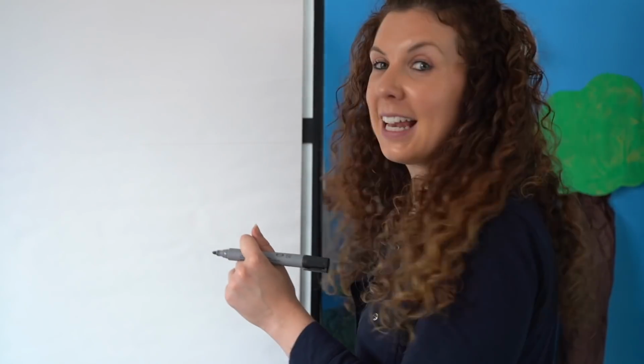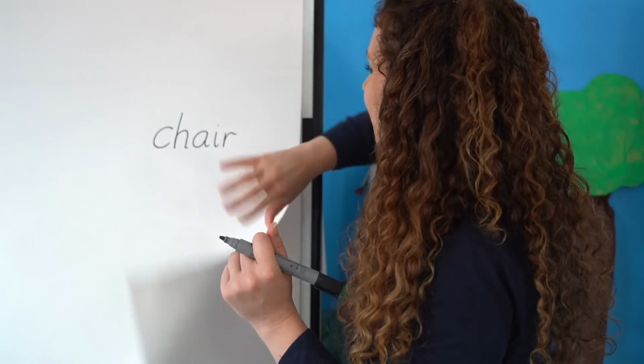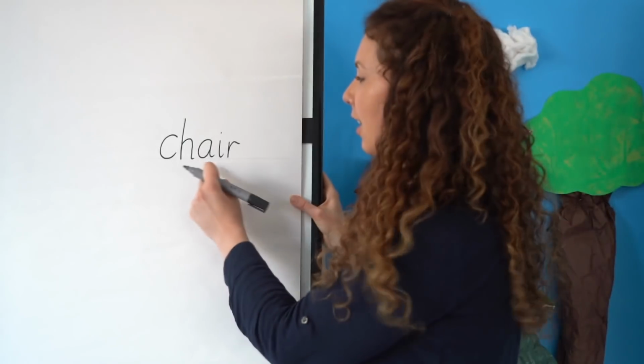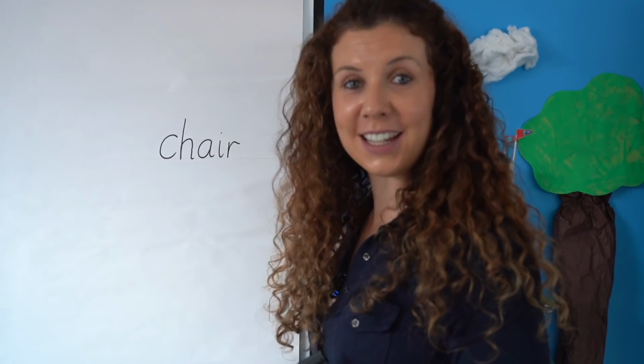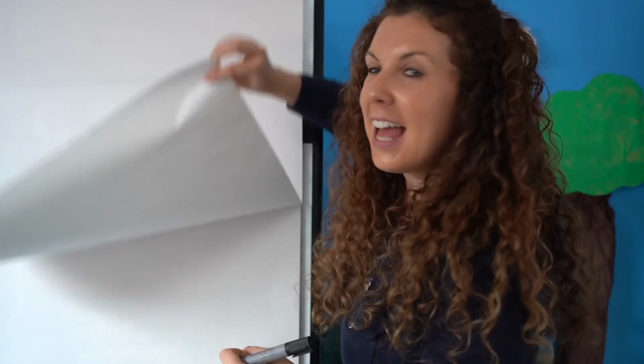Okay, now I'm going to hide the word. You have a go. Say the word. Say the sounds. Write them down. Okay, let's check our spelling. Show me your spelling. Lovely. Let's have a look. Ch, air, chair. Did you get it right? Wonderful. Let's try another one.